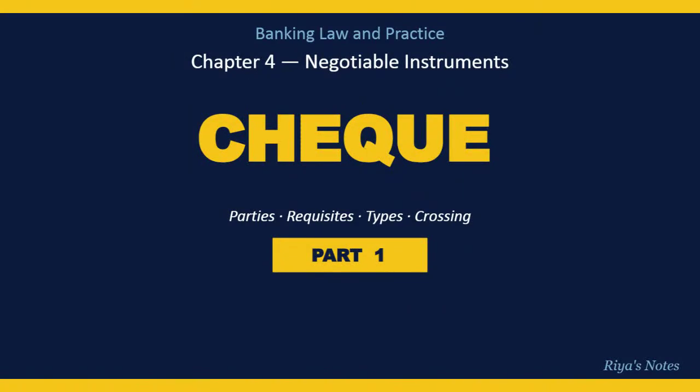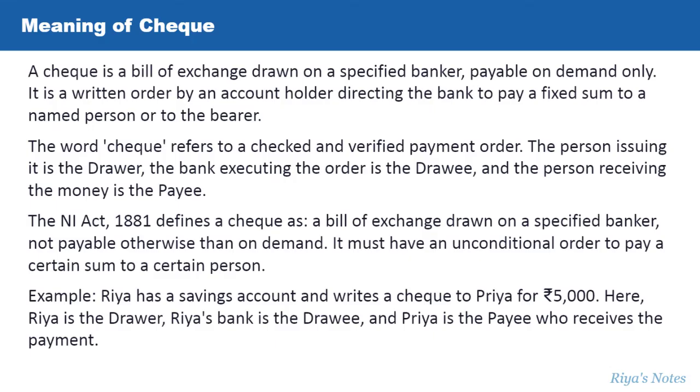Banking Law and Practice. Chapter 4, Negotiable Instruments. Part 1. Meaning of check. A check is a bill of exchange drawn on a specified banker, payable on demand only. It is a written order by an account holder directing the bank to pay a fixed sum to a named person or to the bearer. The word check refers to a checked and verified payment order.